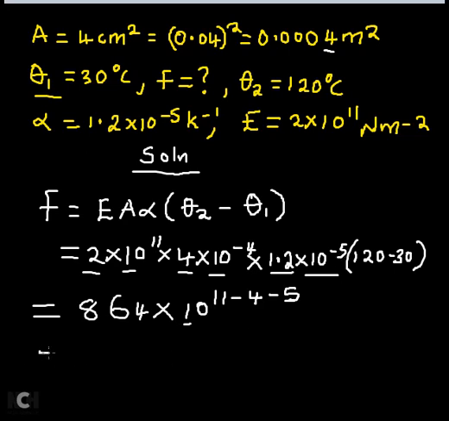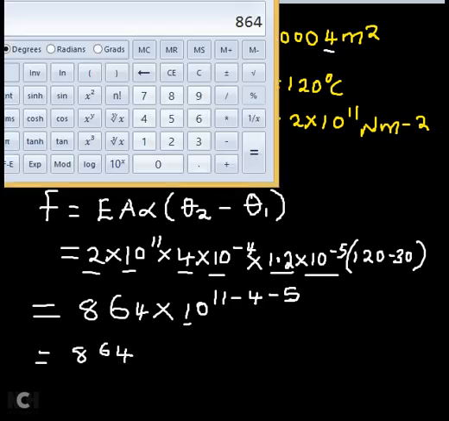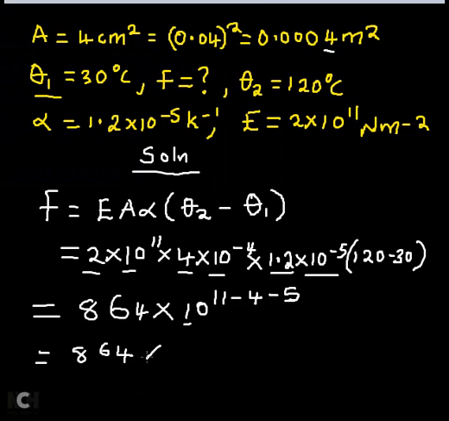So now let's proceed. I'm going to have 864, 11 minus 4, then minus 5. What do I have? That's 2. So that's going to be times 10 raised to the power of 2, which invariably is 100. So 100 multiplied by 864 gives 86400. And that is measured in Newton because it's a force.